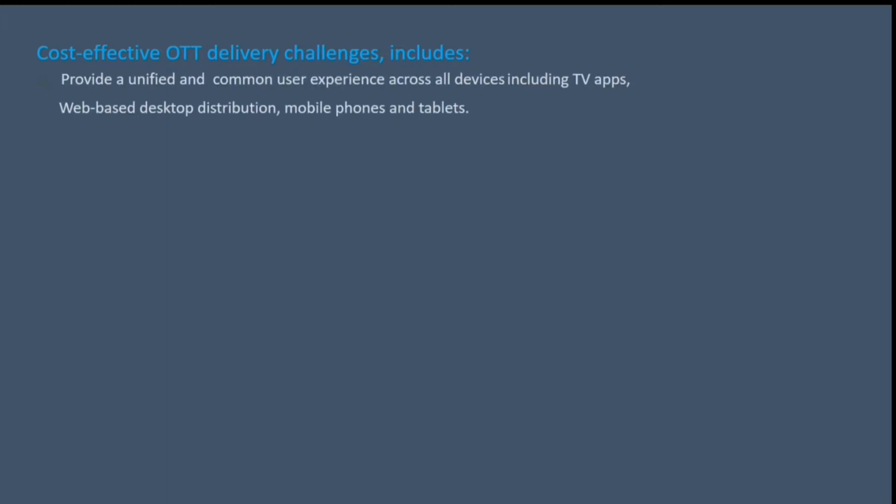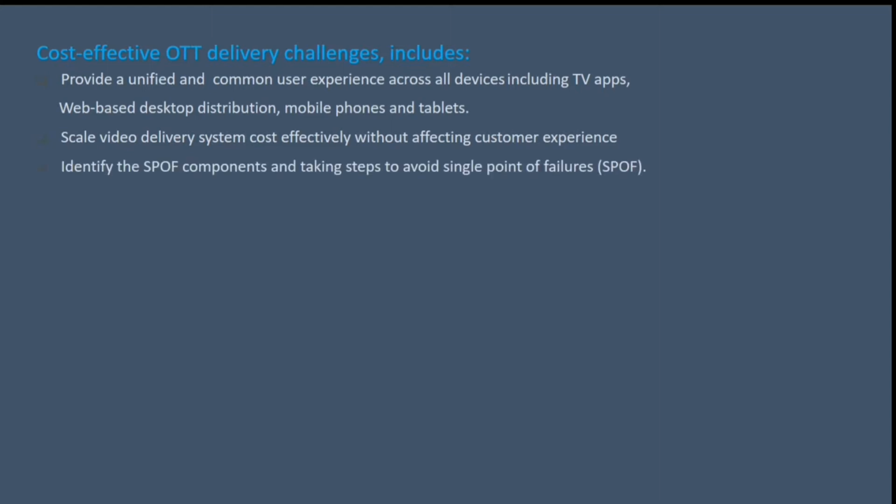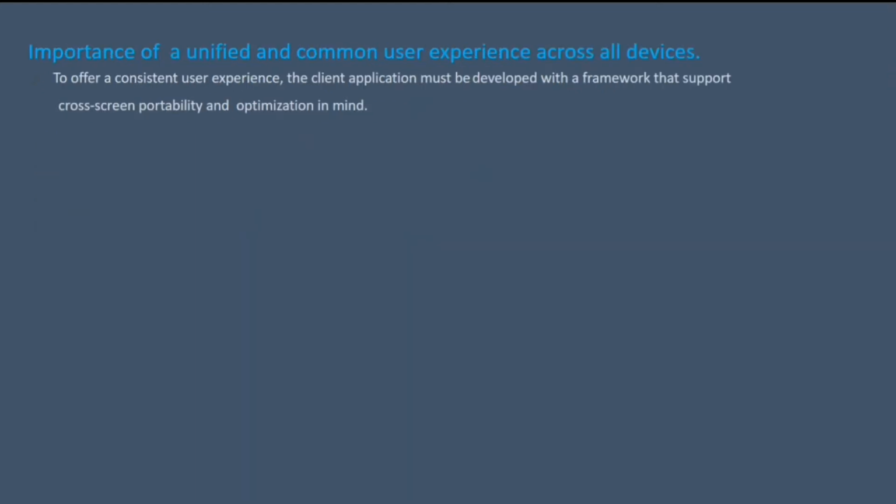Some of them are: provide a unified and common user experience across all devices, including TV apps, web apps, and mobile apps. Second one is scale video delivery system cost effectively without affecting customer experience. Third one is identify the SPOF component and take the steps to avoid single point of failure. Fourth one is effectively assess your OTT system health. And the last one, best practices you can adopt for your continuous delivery. Let's discuss each of these points in detail.